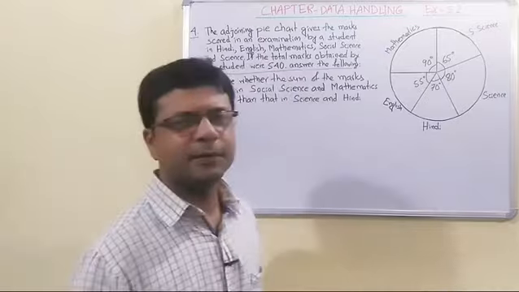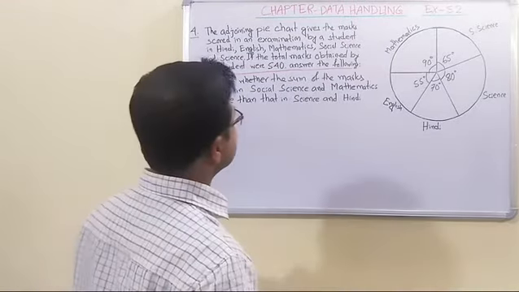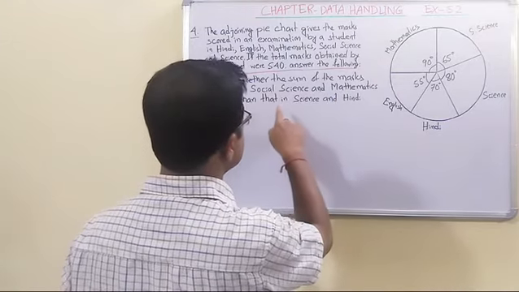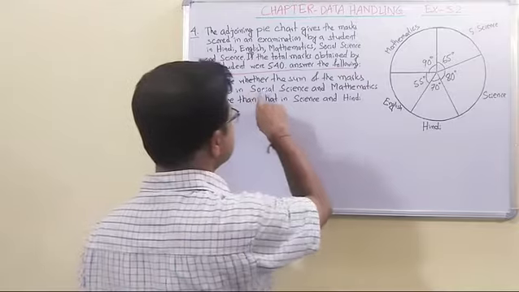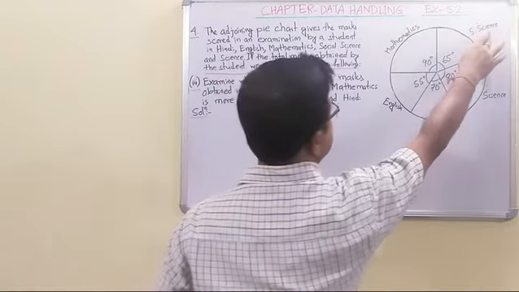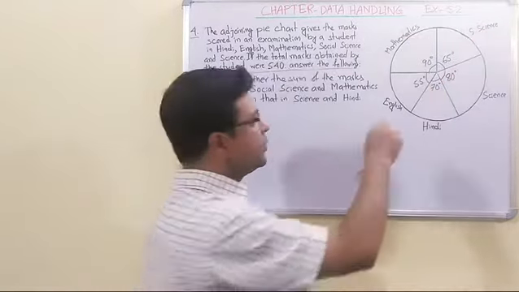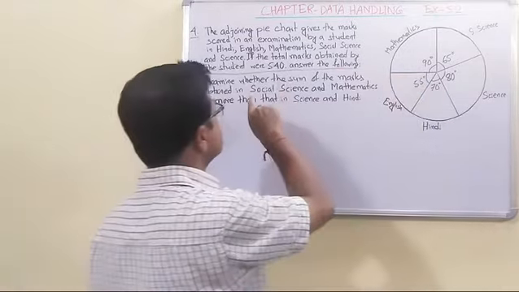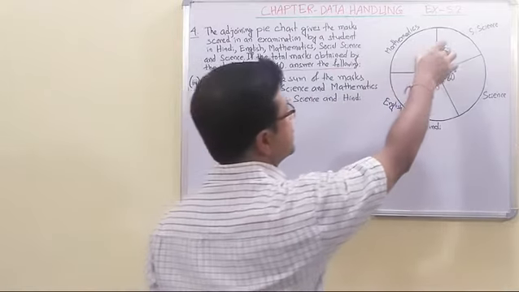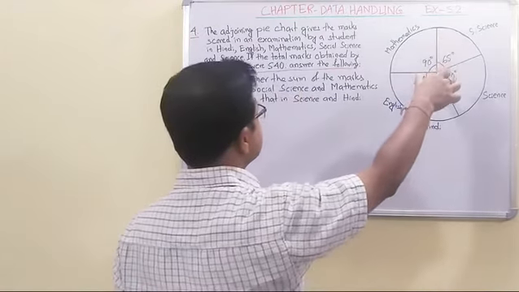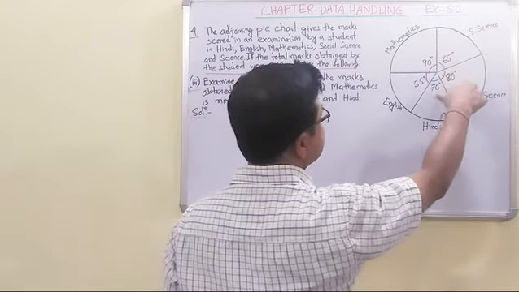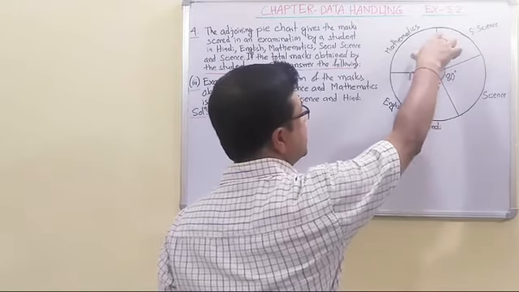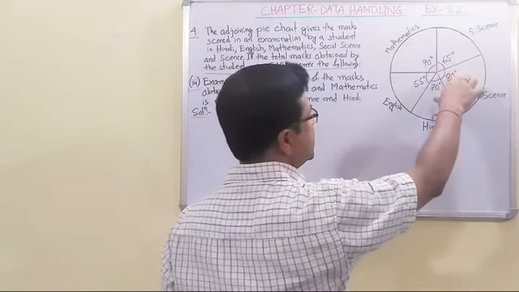The third part of the question is, examine whether the sum of the marks obtained in social science and mathematics is more than that in science and Hindi. So the first two subjects are social science and mathematics. This is social science and mathematics. Dear students, here we did not find the marks obtained in each subject. We have to compare whether the sum of the marks here is more than the sum of the marks in science and Hindi. How do we find it? Just by the central angle.